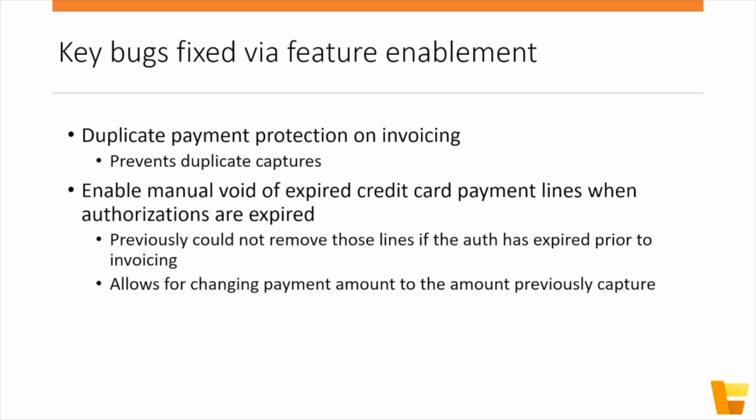Then there's manual void of expired credit card payment lines when authorizations are expired. That's the actual feature name, and again, it's pretty explanatory. I think we have other features that came later that have made this a little bit better. But if your credit card authorization was expired and we couldn't get a new one, then previously you couldn't remove that payment line from your order. We basically just allow that when this feature is enabled. I'll talk more about some improvements around expiration later on.